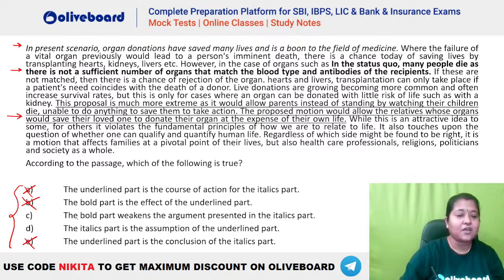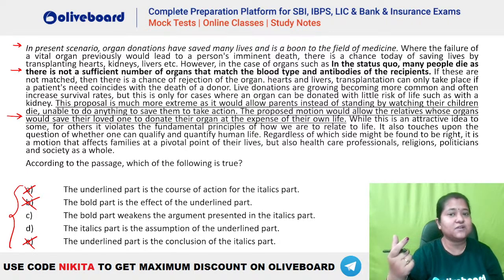Let's check C. The bold part weakens the argument present in the italics part. Okay, we'll check this. And what does D say? The italics part is the assumption of the underlined part. So the italics part is the assumption of the underlined part. What is the assumption here? An assumption is something which, if true, then the argument will be true, right?